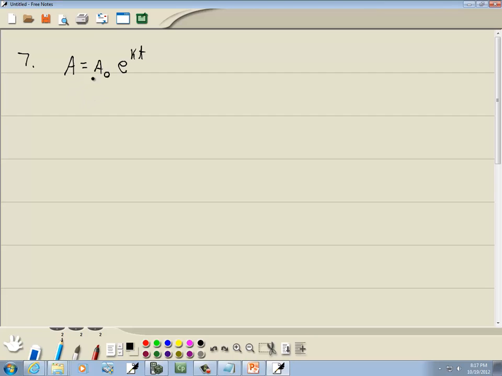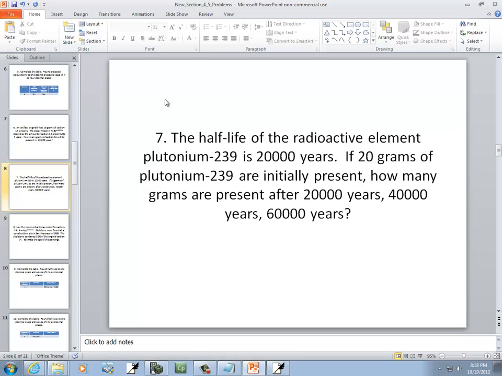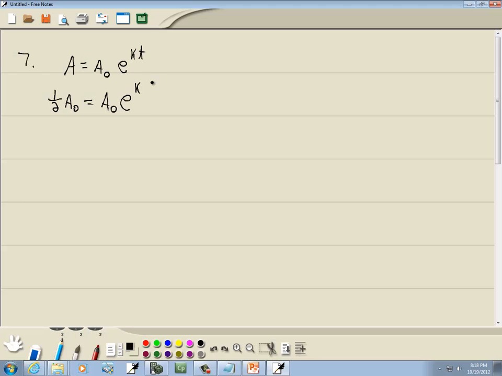So, half-life. If A sub naught is our beginning amount, then the half-life will be replacing A with 1/2 A naught. And they're saying the time is 20,000, so after 20,000 years is when you have half-life. So we want to solve for K. We want to know what K is.